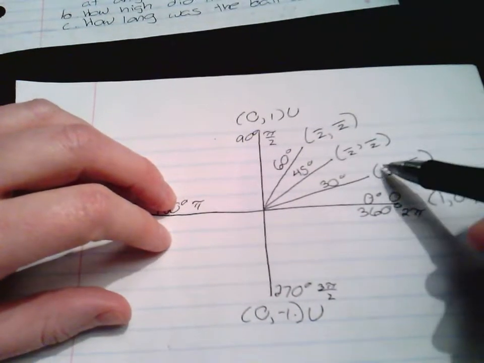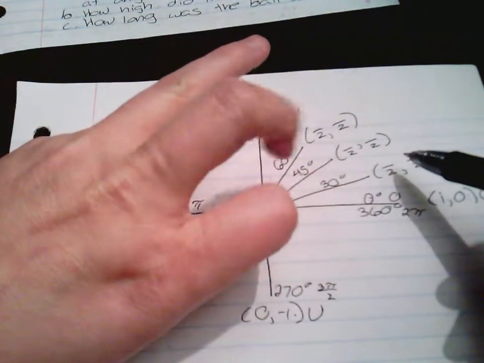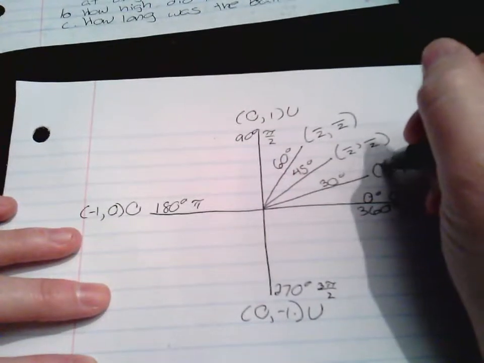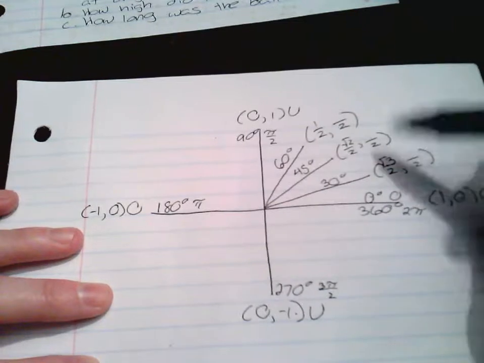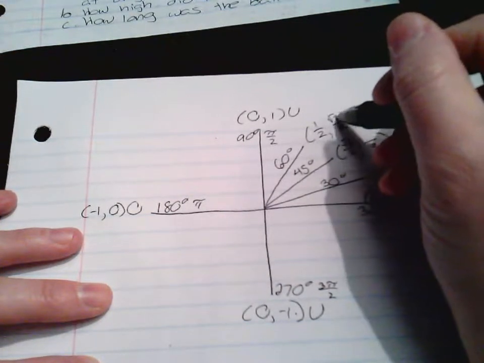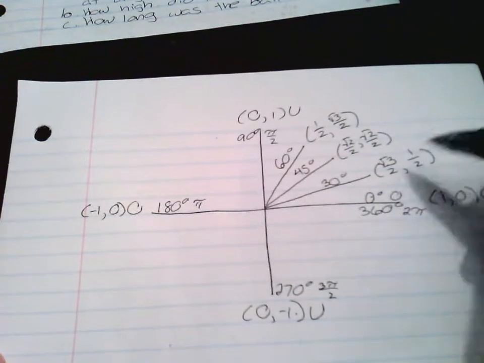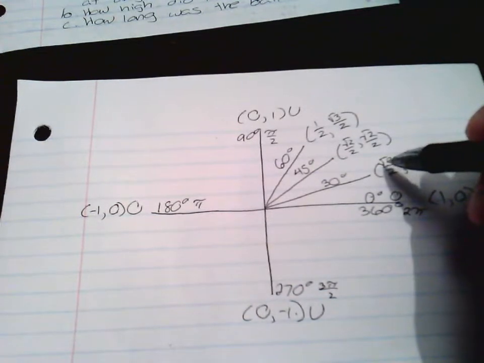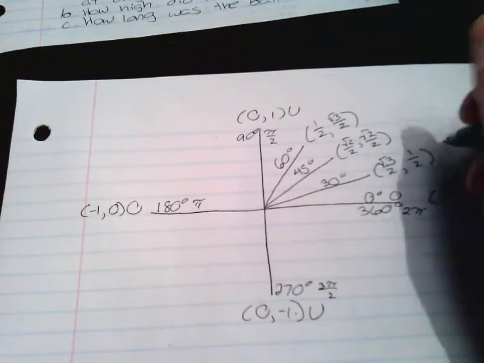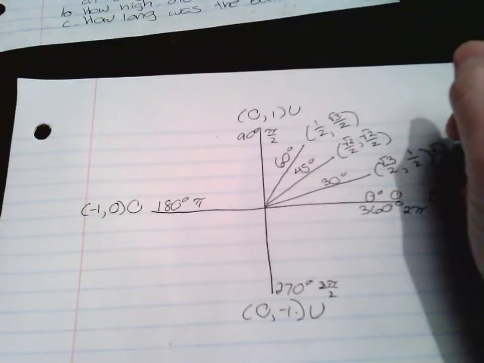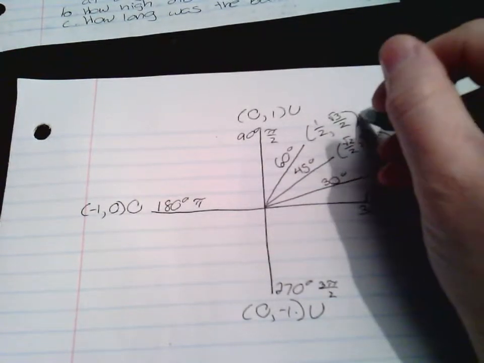Okay, so you start here for cosine and you do square root of 3, square root of 2, square root of 1, which is 1, and then you go back the other way around. Okay, now we're going to do tangent. 1 divided by square root of 3 is going to be square root of 3 over 3, rationalizing the denominator. Square root of 2 over square root of 2 is 1. Square root of 3 over 1 is square root of 3.